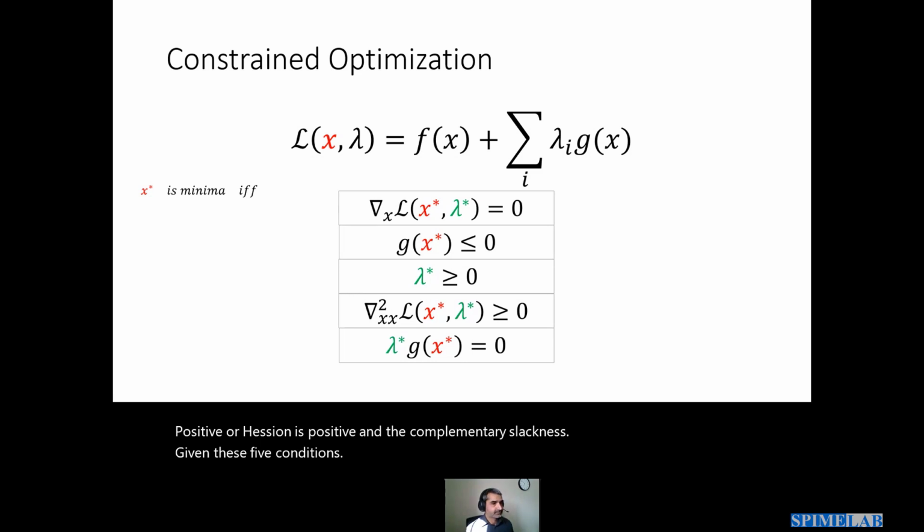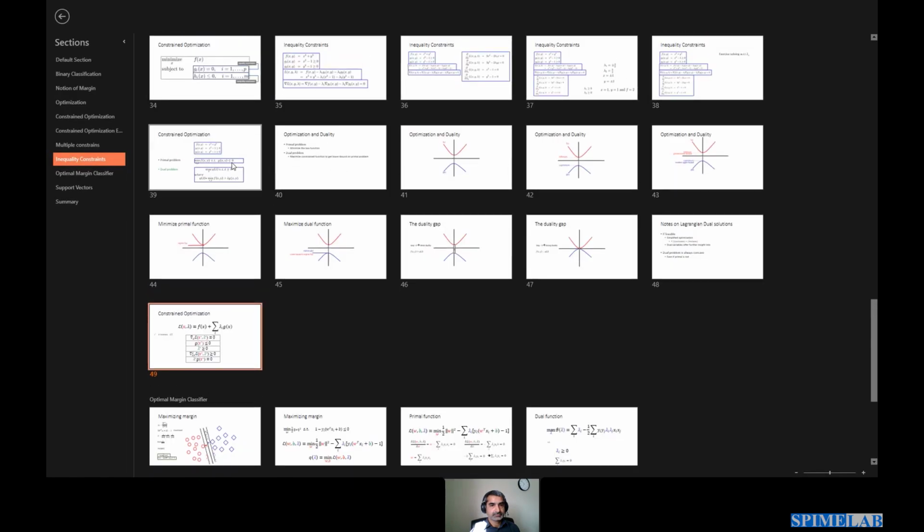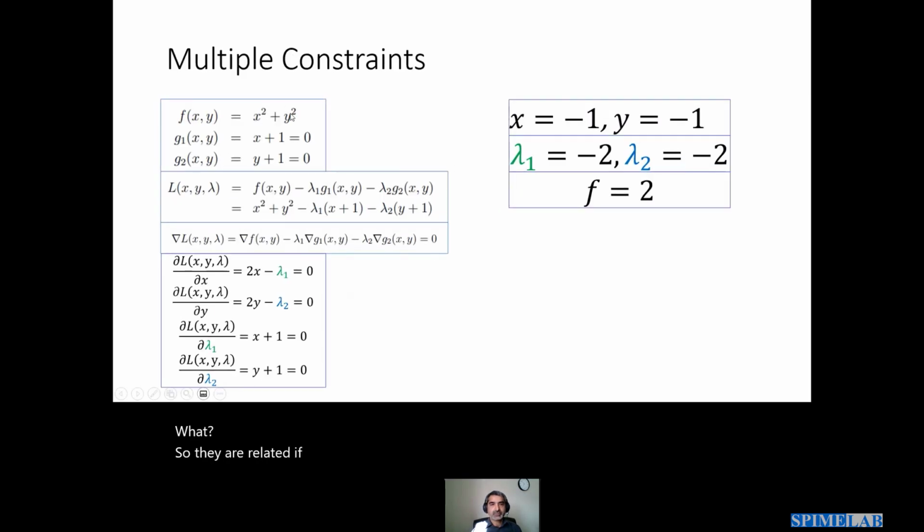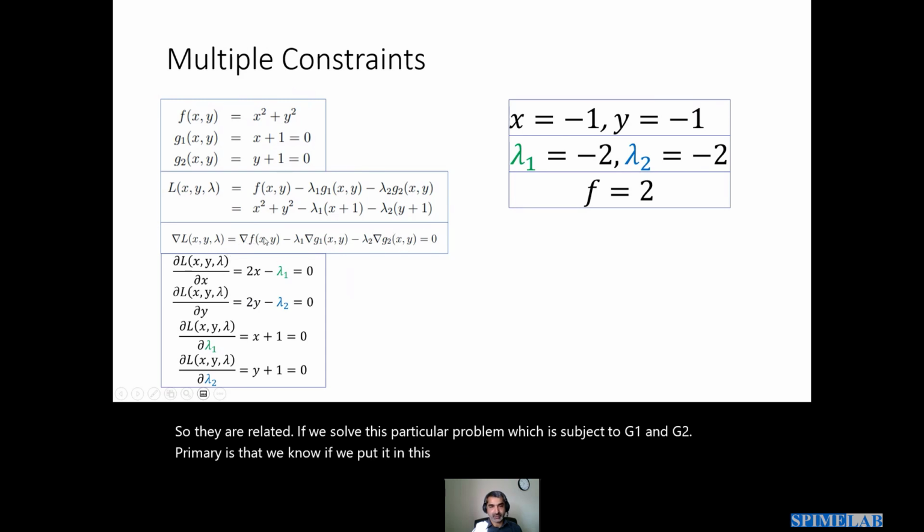Yes. The equations that we were solving before this, when we were solving the dual for the lambda, were these conditions already in place when we were solving that equation, or how are those related? So they are related. If we solve this particular problem, which is subject to G1 and G2, the primal way is that we put it in this formula, the Lagrangian function, then the gradient of this function will be equal to 0, and we take partial derivatives and solve all, substitute and find the solution.